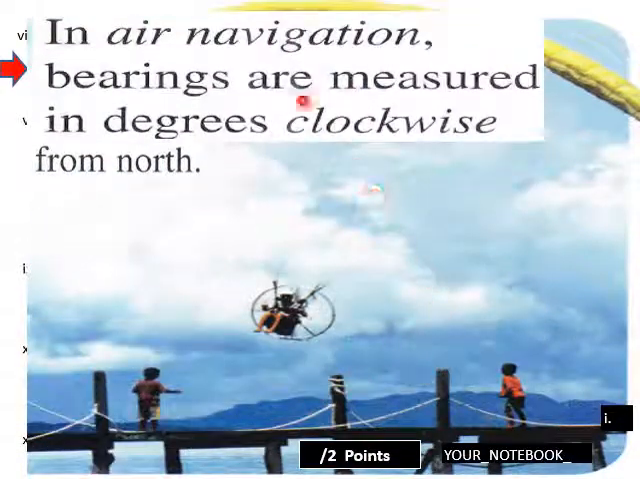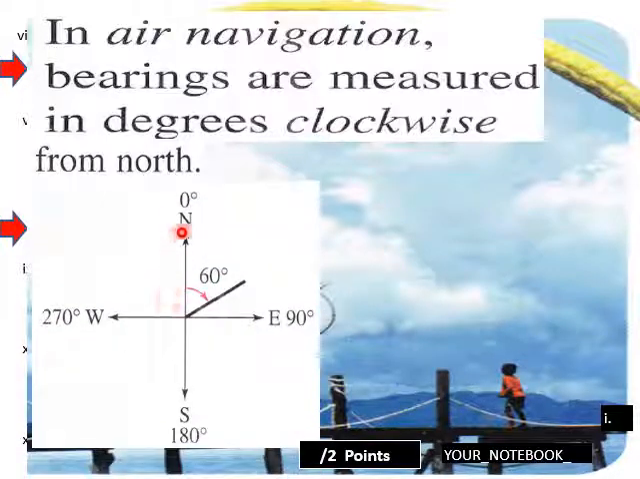Okay, notebook. In air navigation, bearings are measured in degrees clockwise from the north. So if you're planning to fly something, like a motorized kite here, this would be the way you would draw a diagram of the situation. Bearings are measured in degrees clockwise from the north, so this would almost be like a negative situation. This would be north here, then clockwise here would be 60 degrees clockwise from north.